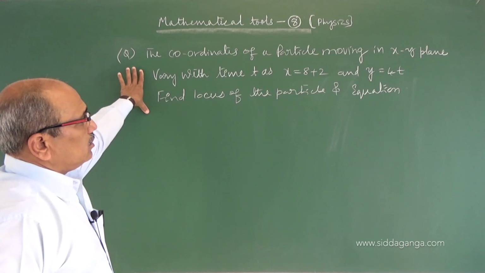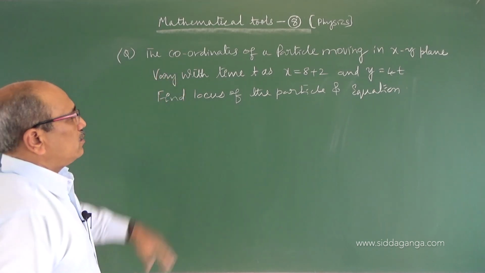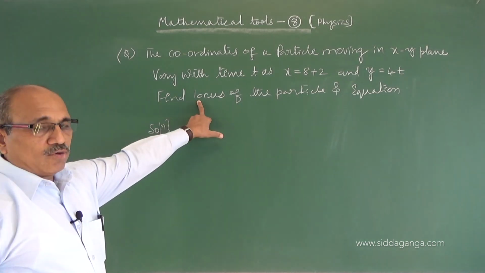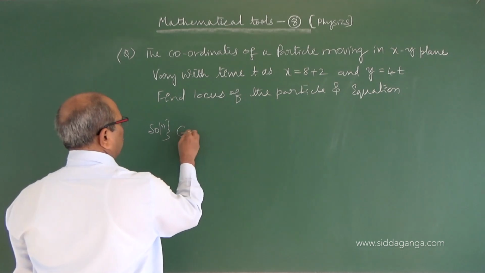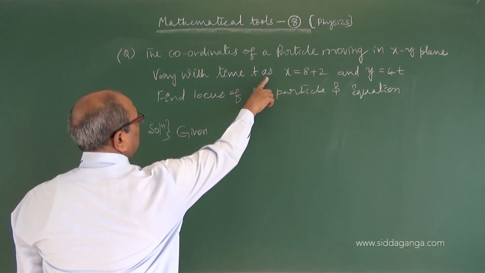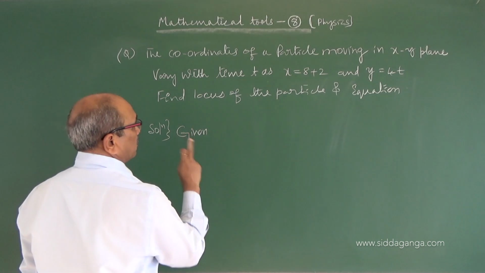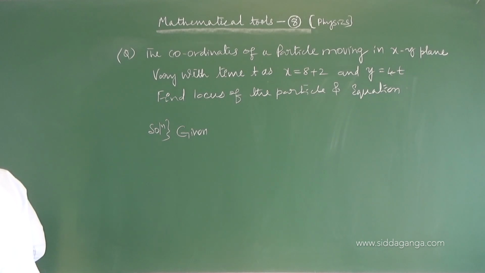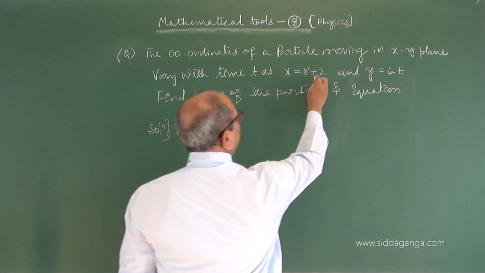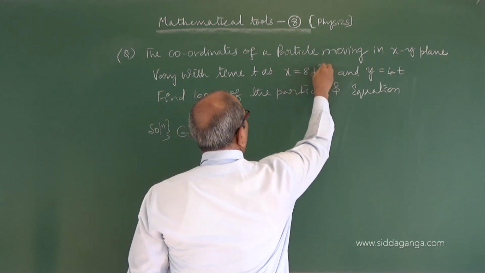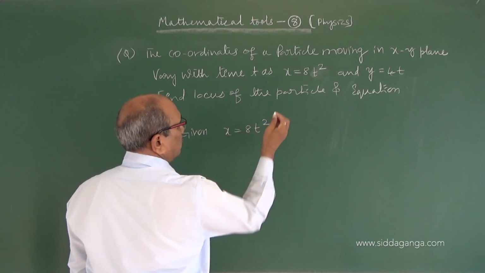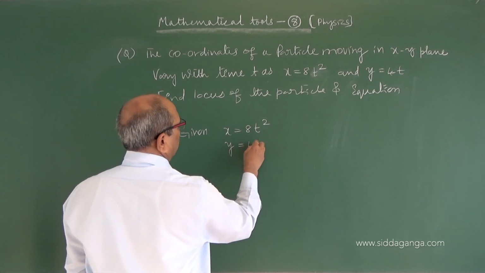Similar to the earlier one, we have to get the equation as well as the shape of the curve, the locus. You are given two independent relations, the variation of the position of the particle with respect to time. Sorry, x is equal to 8t square, not the earlier one, it is 8t square. Given x is equal to 8t square and y is equal to 4t.